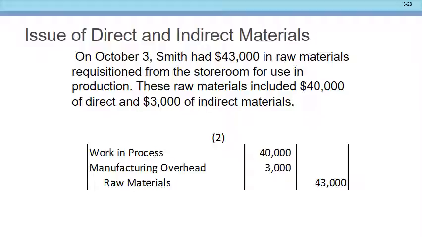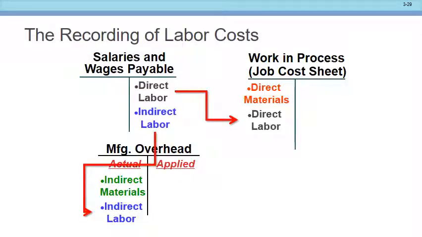Okay, so what happens? We sit here, and our manufacturing overhead in this case is going to be the 3,000. So we're gathering the cost in there. Okay, good.